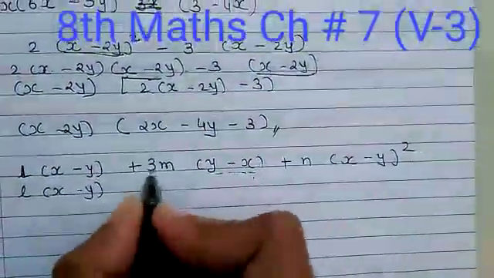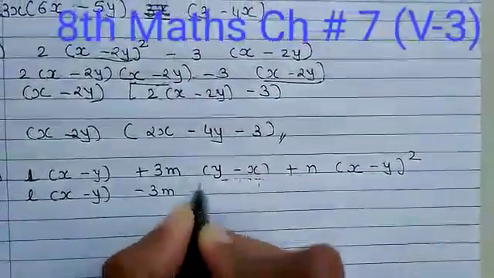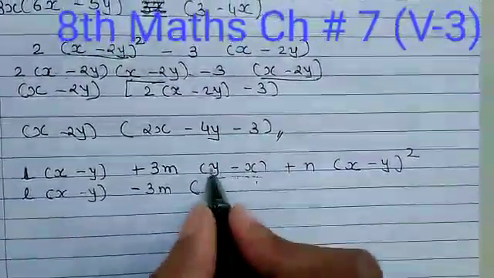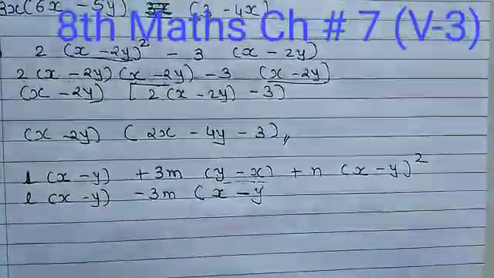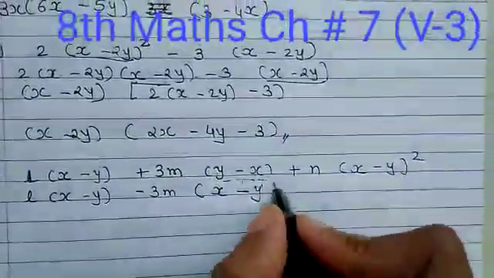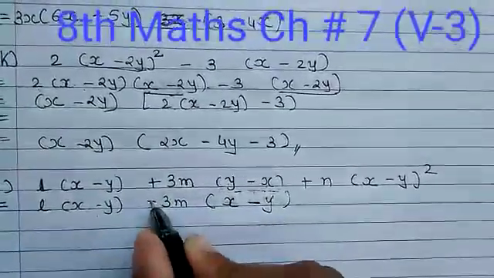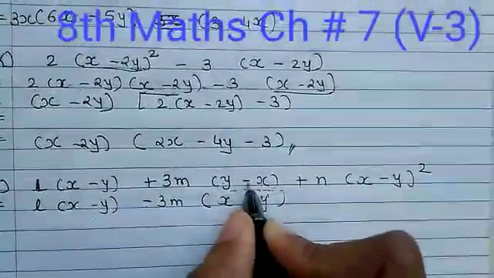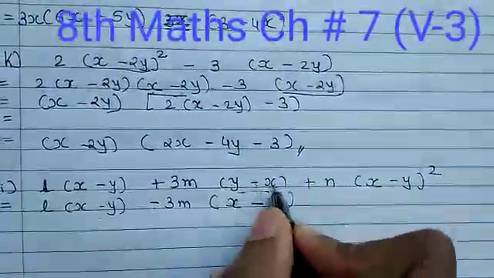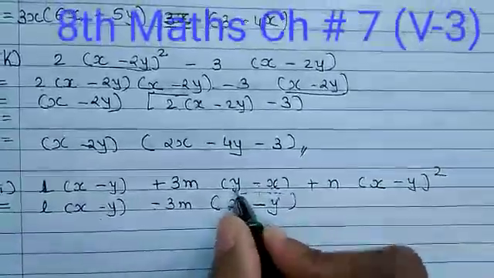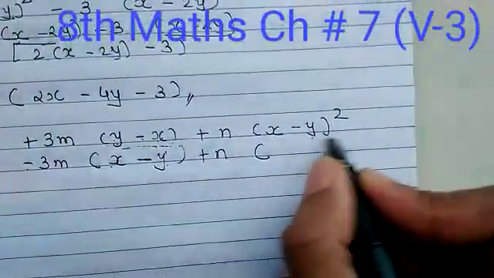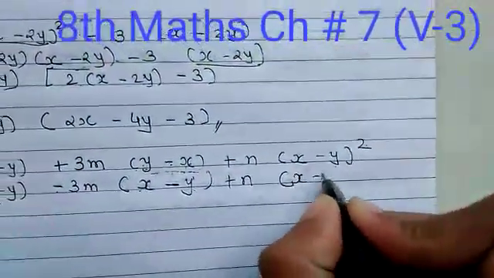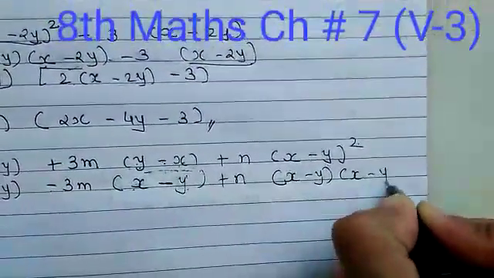So it will become minus 3m. Now if we take out minus, then what will become? Minus y and this plus x. So we will get x minus y that we want, right? We have taken out minus as a common from this bracket. So x will convert into positive and y will convert into negative, plus and again x minus y raised to 2, which means we can write 2 times x minus y and x minus y.